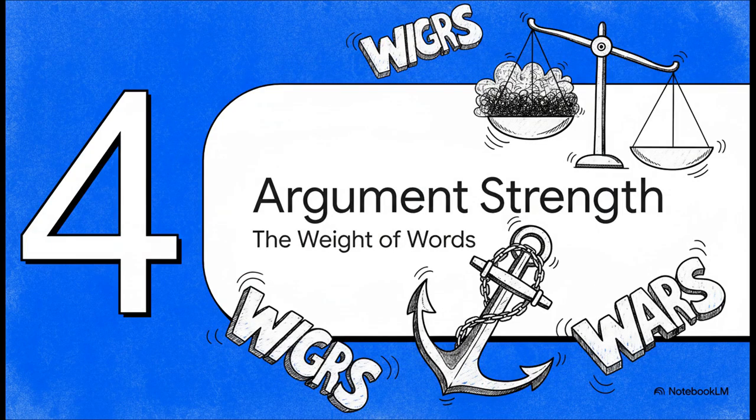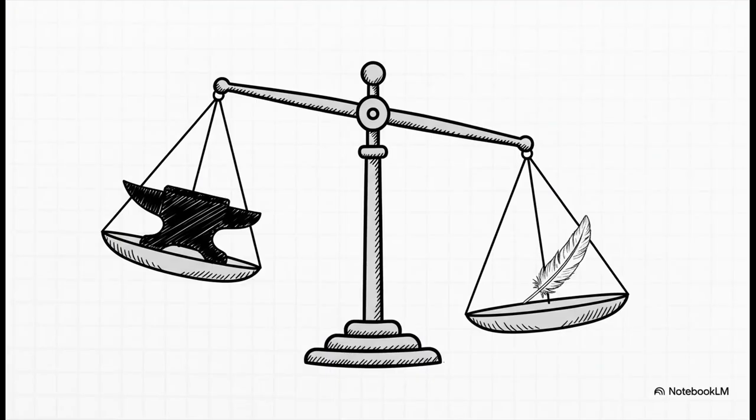But wait, it gets even deeper than just identifying an argument. We can actually start to measure its strength. And you know what? A huge part of that strength comes down to the specific words being used, the kind of weight of the words themselves. And this is absolutely crucial. The specific words someone chooses can make an argument feel way stronger or way weaker. It's not just about what they're saying, but how they're saying it. Every word carries a certain emotional and logical weight, and that can totally change the impact of the entire message.